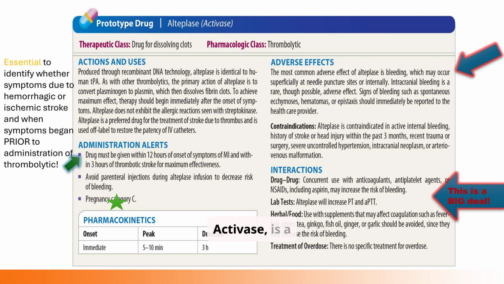Alteplase, or Activase, is a thrombolytic drug used to dissolve existing blood clots. It's essential to differentiate between hemorrhagic and ischemic stroke before administering thrombolytics. Increased bleeding risk is a significant concern when Alteplase is used with anticoagulants, antiplatelet agents, or NSAIDs. This is the clot buster, the emergency squad that demolishes blockages. But giving it to the wrong patient, like one with a brain bleed, can be fatal. That's why a CT scan is always done before giving it during a stroke code.